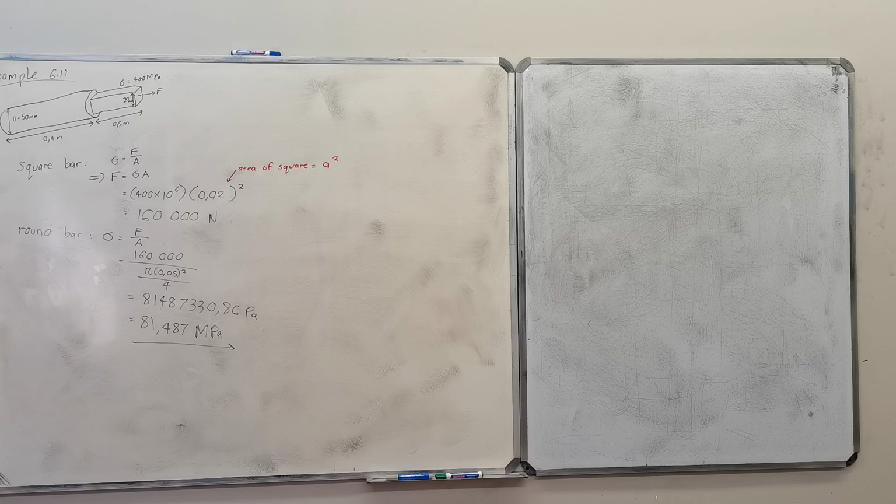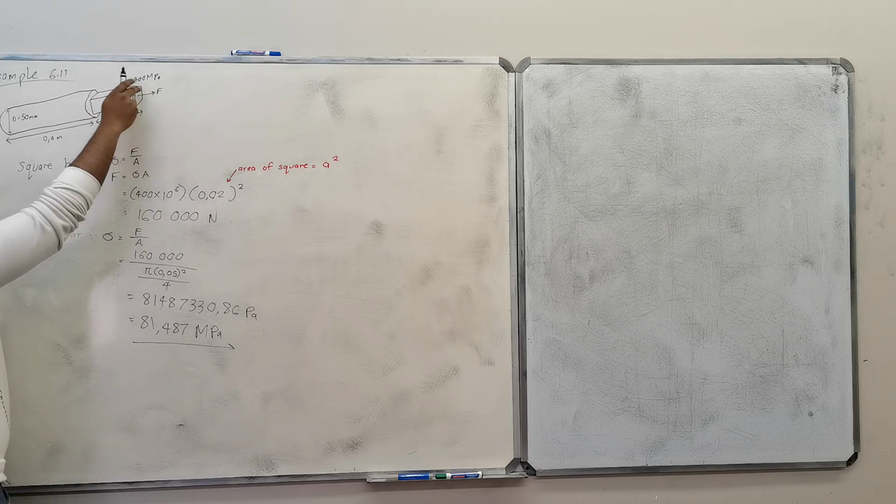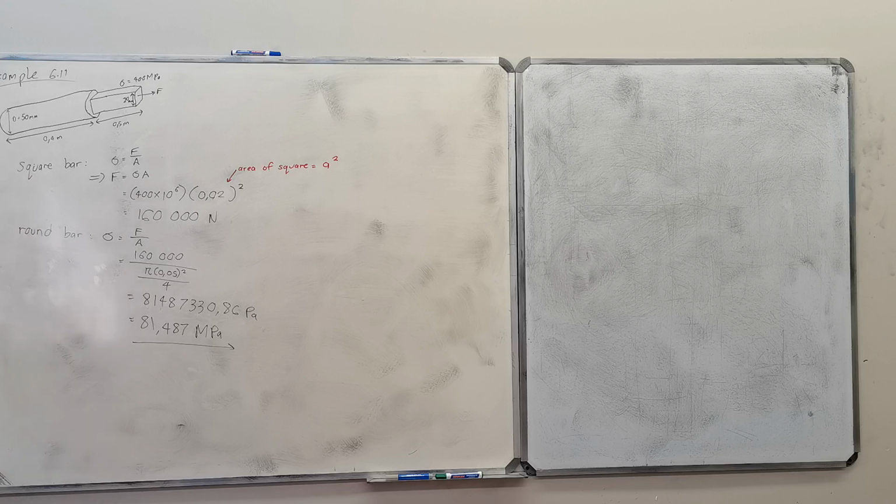Okay? Understand what I did? Anybody confused about what I did? The square bar is 400 MPa, and the round bar here would be 81 MPa. So the square bar has more stress.